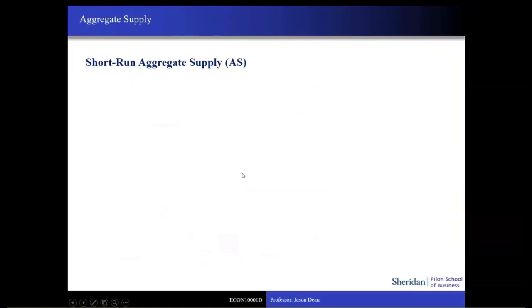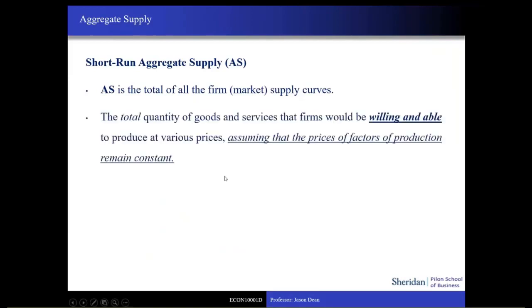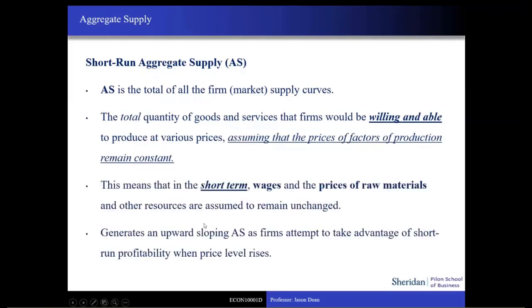Okay, so the other curve is called the short run aggregate supply curve. This represents all of the firms. You could think of all of the firms' market supply curves. So it's just the total of all production that's offered for sale on the market at various price levels. We could also think of it as the total quantity of goods and services that firms would be willing and able to produce at various prices. But we're assuming, and this is important, that the prices of factors of production remain constant. So we're just drawing a line that shows the relationship between the price level and the amount of production that firms would want to do, given those price levels. But when we draw that, we're saying that the input costs, such as wages and things like that, are held constant. So that means things like wages or the price of raw materials or any inputs to production, the price of those things are unchanged when we draw one of these aggregate supply curves.